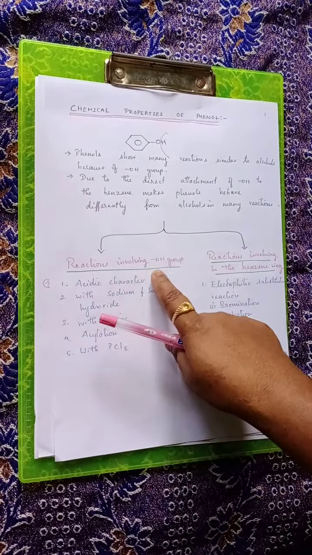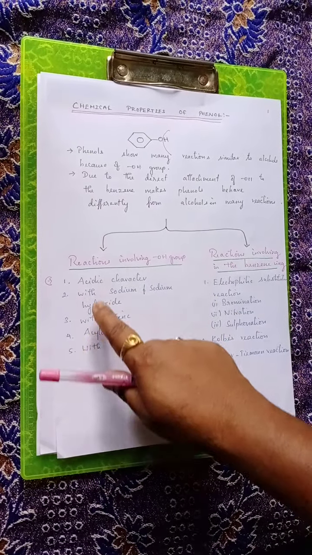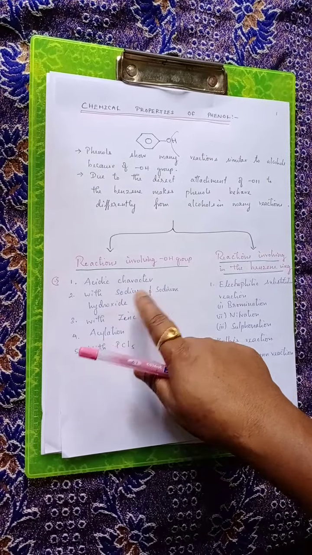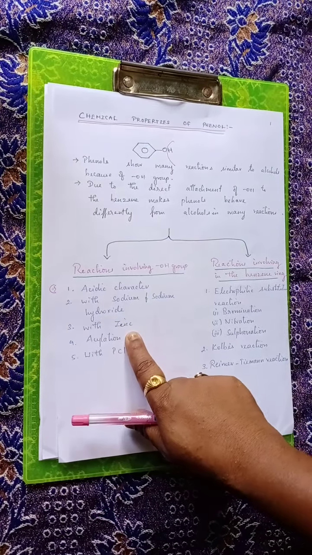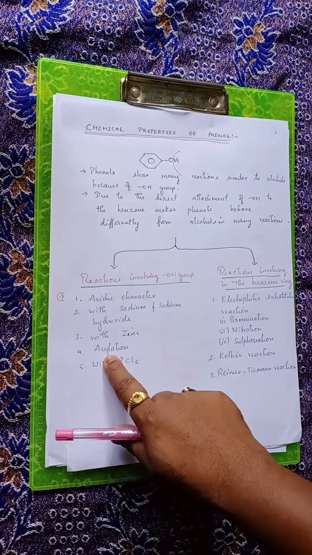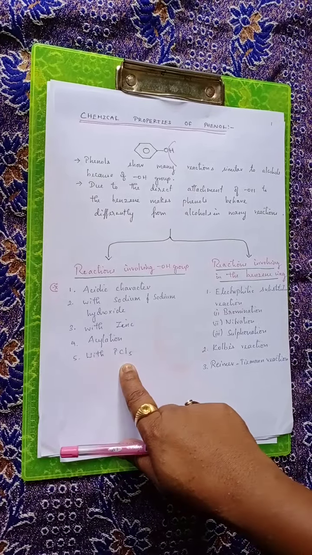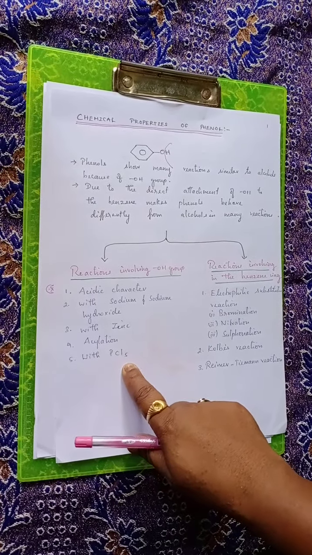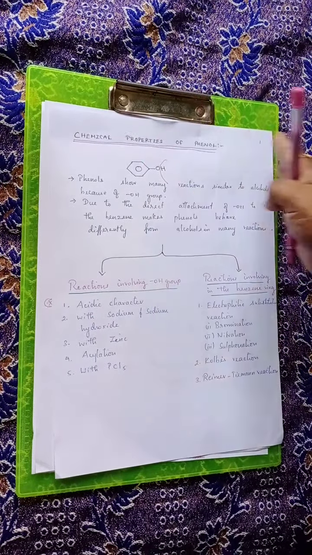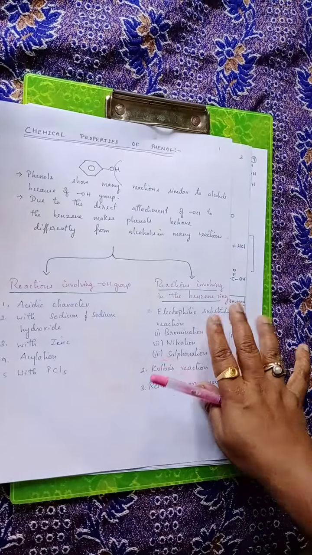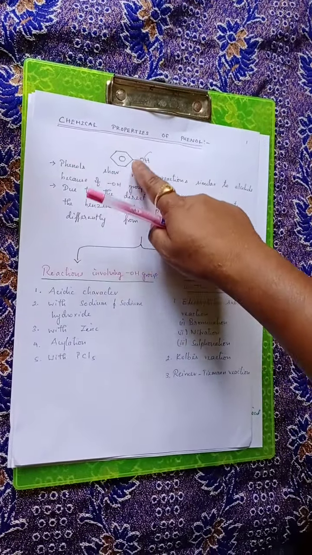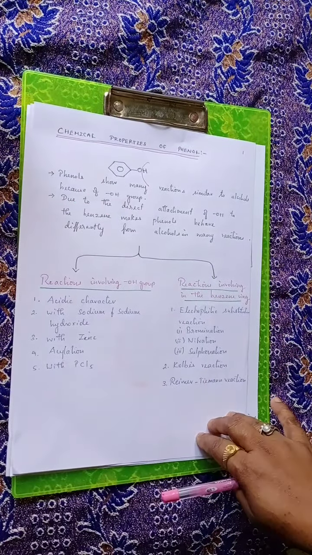So that is how I have classified the reactions: those involving the OH group and those involving the benzene ring. Reactions involving the OH group include acidic character, reaction with sodium and sodium hydroxide, reaction with zinc, acylation with acetic anhydride, and reaction with PCl5, phosphorus pentachloride. These are the reactions which replace the hydrogen atom of the OH group. In the reactions involving the benzene ring, the hydrogen from the benzene ring will be replaced.